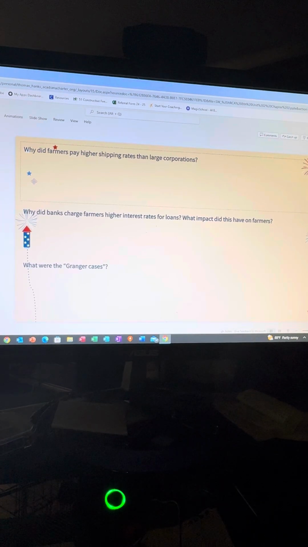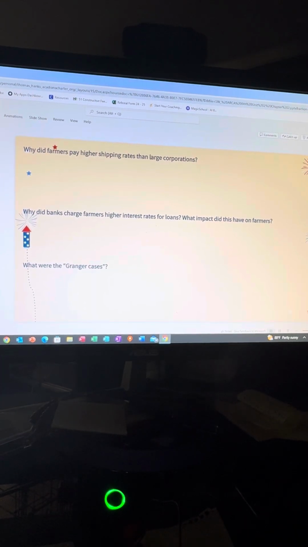So, yes. All right. So why did farmers pay higher shipping rates than large corporations? Why did banks charge farmers higher interest rates for loans? What impact did this have on farmers? What were the Granger cases? So once again, the Granger cases I just mentioned. So we're going to see this goes with the cooperative, being part of a group. So if you're not part of a group, you don't have as many advantages as farmers.